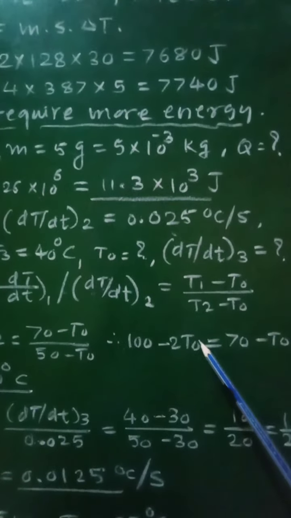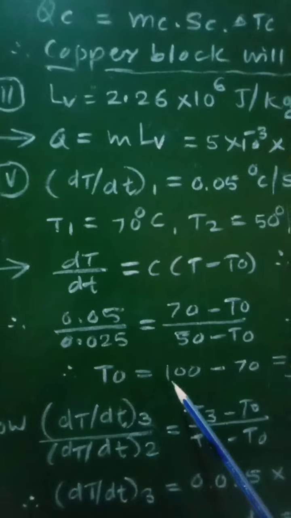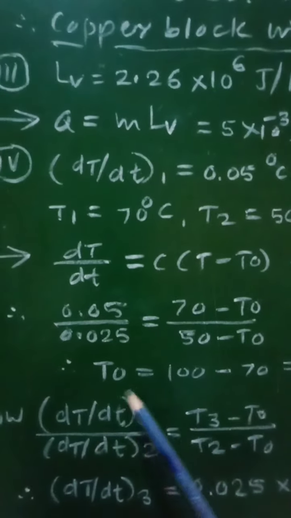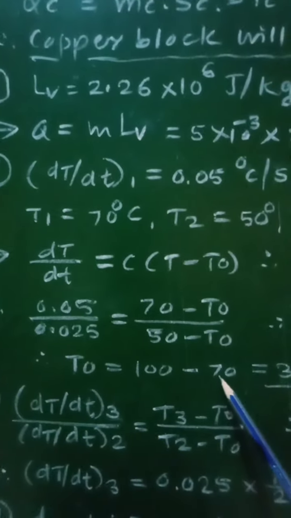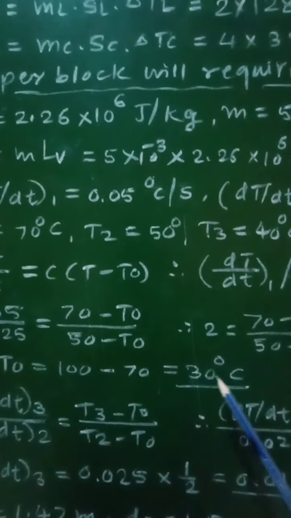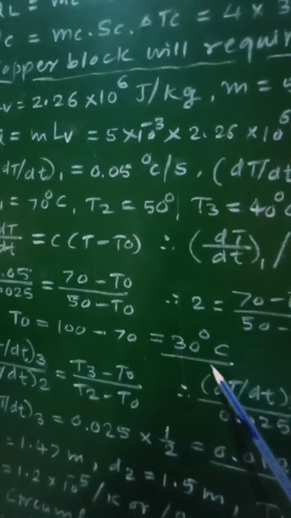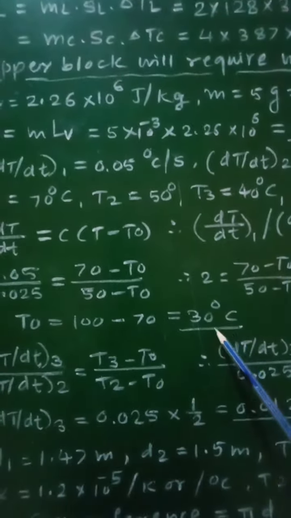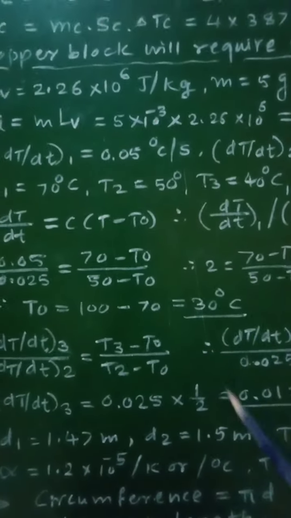This will be plus T0, so that we will get T0 equal to 100 minus 70, which comes out to be 30 degrees Celsius. So this will be the temperature of the surrounding, that is 30 degrees Celsius.